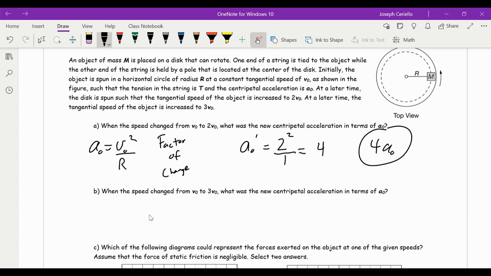So try this next one on your own, then I'll do it here. So a naught prime equals, well, now I'm tripling the velocity here. So I replace v naught with 3 and it's squared over 1. So I get 9. But again, my answer is not 9. It's 9 times my original. So 9 times a naught.